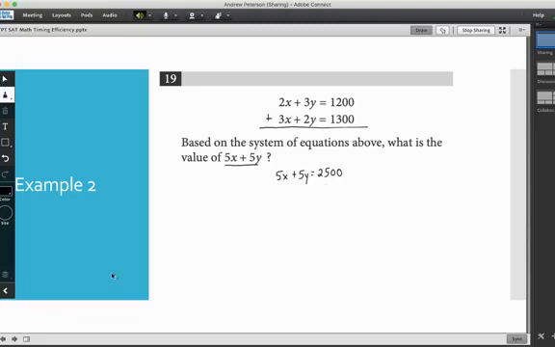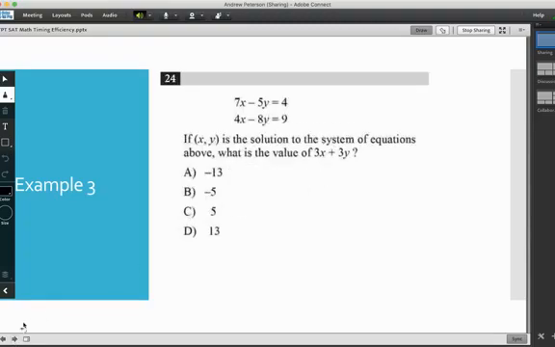We can just do this faster, and good for us. Let's take a look at another example. Okay, so we're solving for 3x plus 3y here. Again, not x, not y, something more complex. Okay, well, let's take a look. This is similar to the one that we just did.